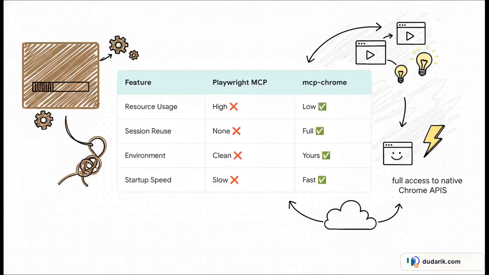Now, this is where it gets really interesting when you see them side by side. The old Playwright method is like trying to start a car in the dead of winter. It's slow, it's resource-heavy, and it starts completely cold every time. The extension method? It's like gently waking up your passenger. They're already in the car, already warmed up, and ready to go instantly.